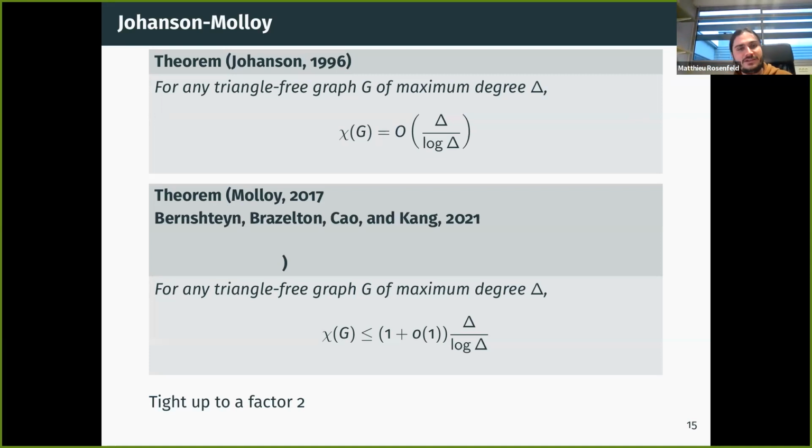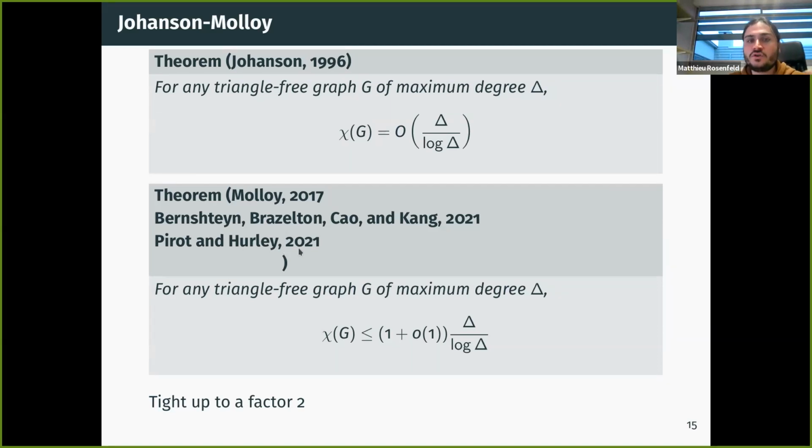And now, quite recently, in 2021, Bernshteyn, Brazelton, Cao, and Kang provided a proof of the same result using a counting argument. And the proof is much simpler. The proof is like 2 pages long, and there is no really advanced argument. So this is the proof that they provided. But actually 2 days later or 3 days later, I think, after this one was posted on the arXiv, Pirot and Hurley posted a proof of the same result on the arXiv. They also use a counting argument, but in a quite different manner. Actually, their proof is even simpler. And they obtain a similar result.